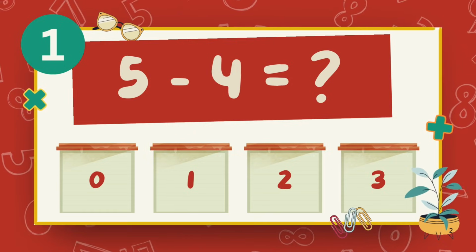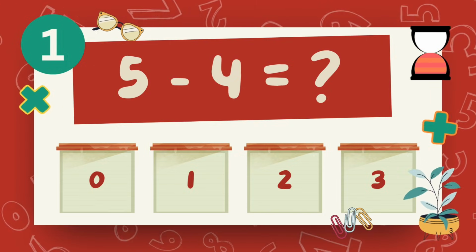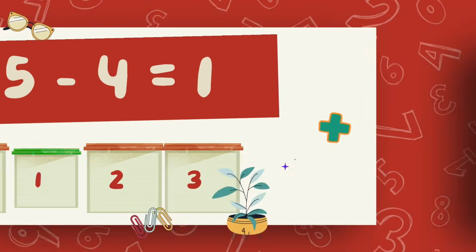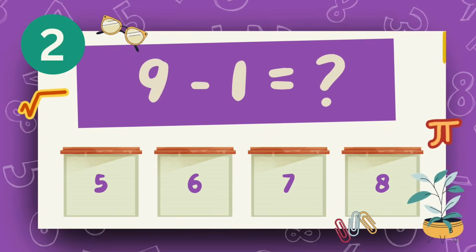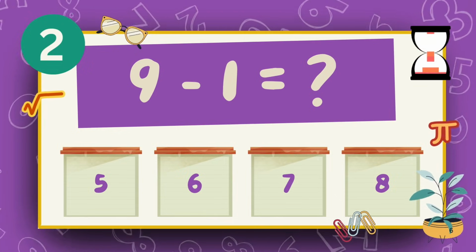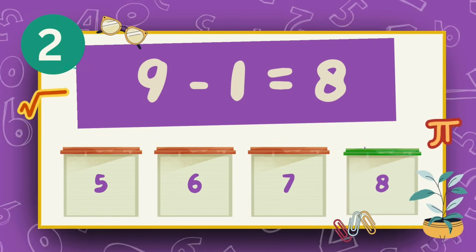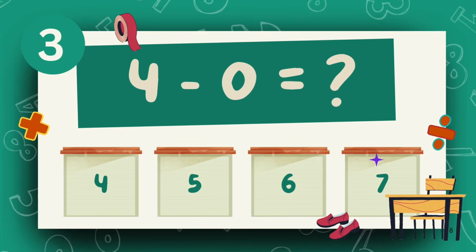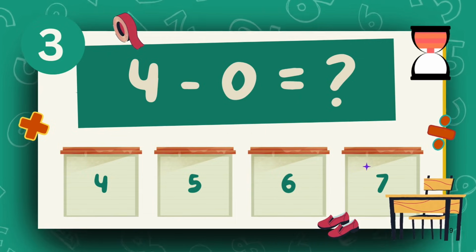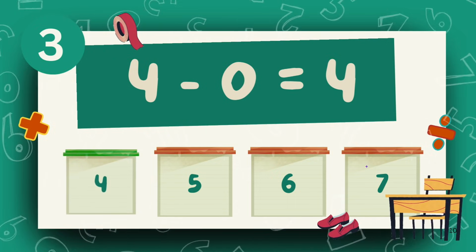What is 5 minus 4? The answer is 1. What is 9 minus 1? The answer is 8. What is 4 minus 0? The answer is 4.